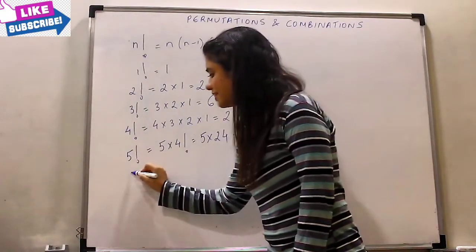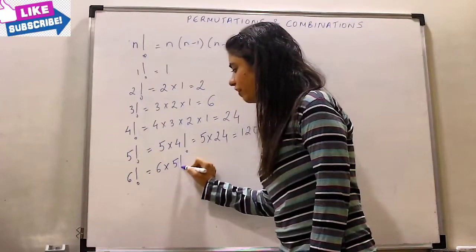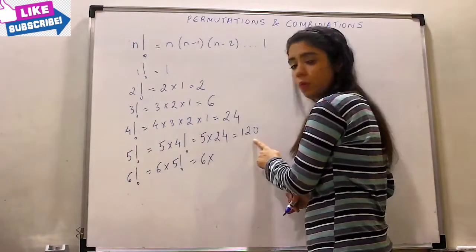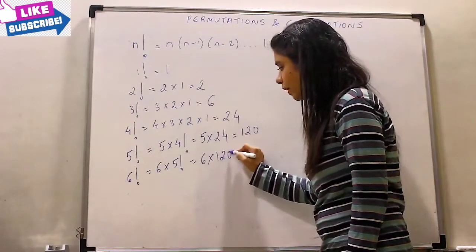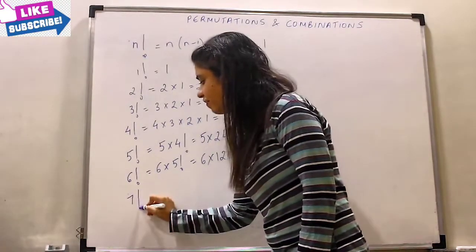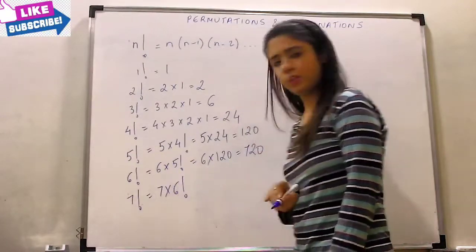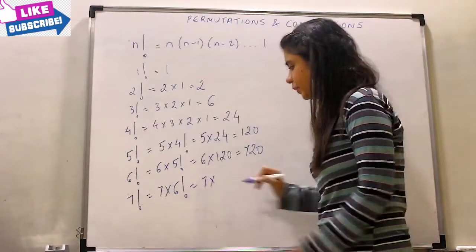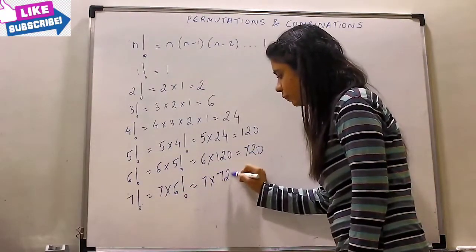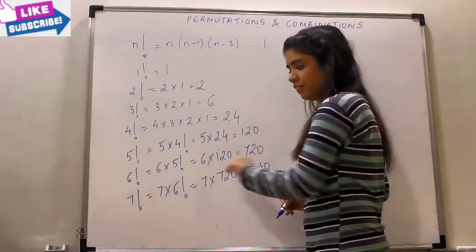If I ask you what is 6 factorial, I can write it as 6 into 5 factorial. That is 6 into 120, which is 720. Now if I ask you what is 7 factorial, 7 factorial is 7 into 6 factorial. So that is 7 into 720, which becomes 5040. So this is 7 factorial.